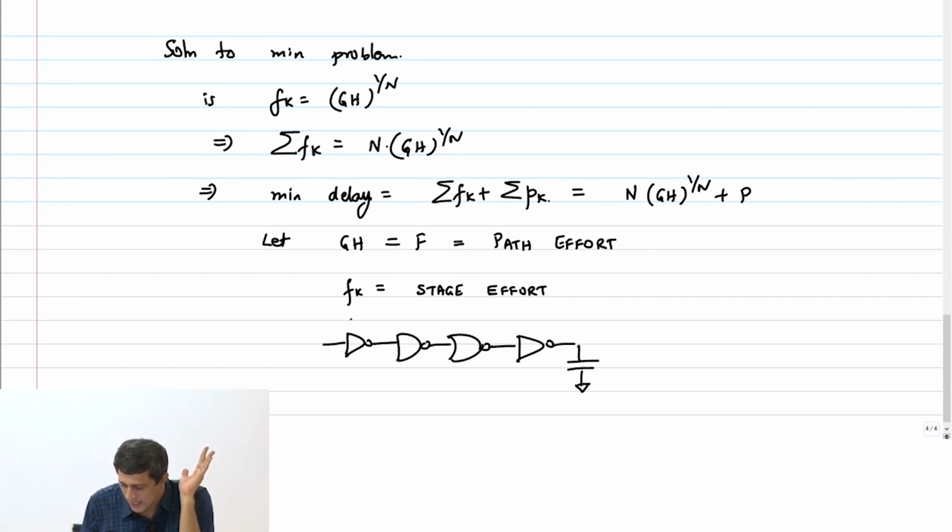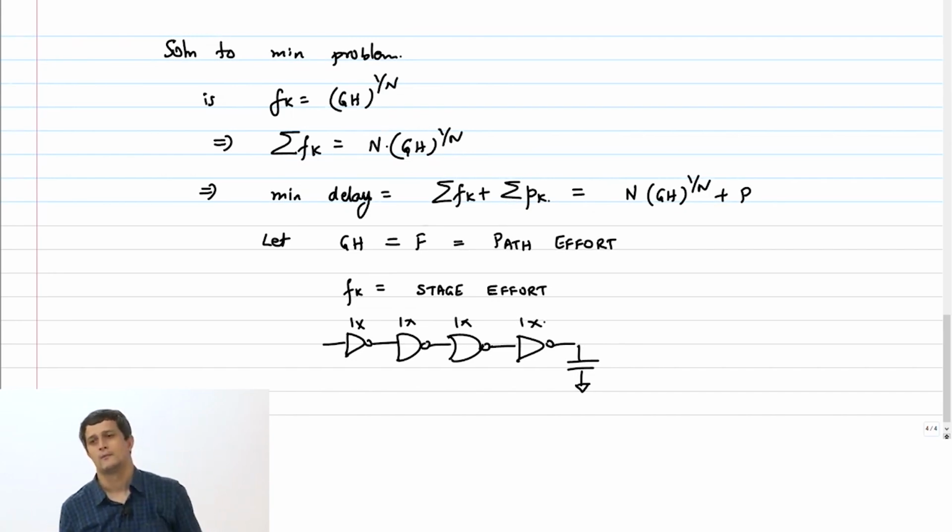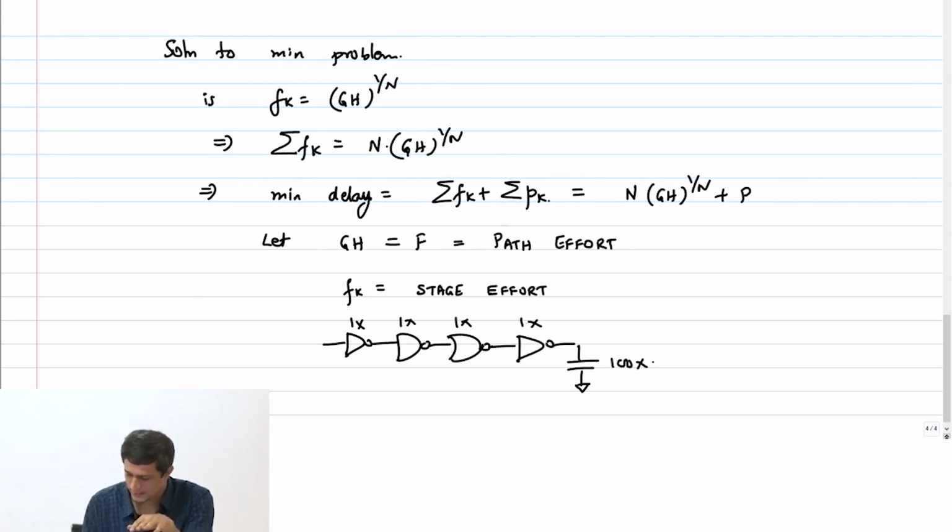So ideally, I would like to keep this as a unit gate, this as a unit gate, this as a unit gate, this also as a unit gate. Let's assume that this is a 100x capacitance in whatever scaled units, and this is a 1x gate.